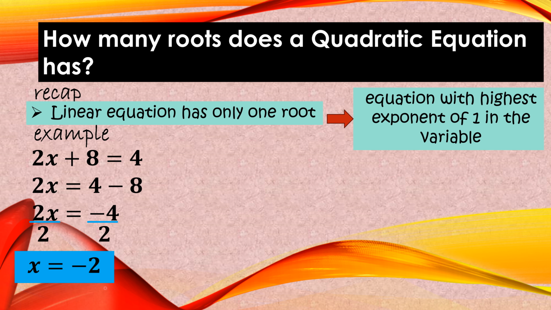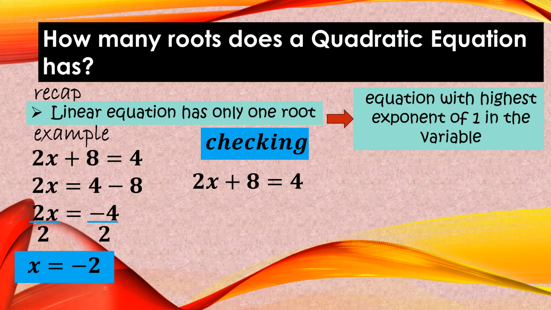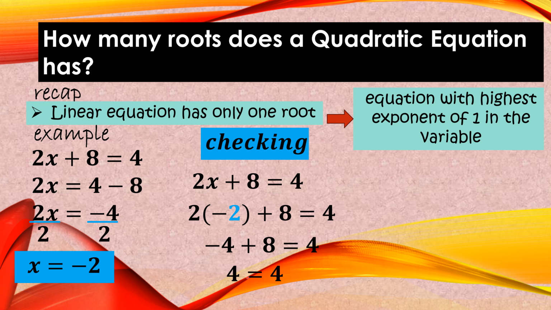Thus, we are going to do the checking. Checking means we will be copying the original equation, which is 2x plus 8 is equal to 4, and then substituting the value of x, which is negative 2. So instead of 2x, we'll be writing 2 times negative 2, plus 8 is equal to 4. Thus, 2 times negative 2 is equal to negative 4, plus 8 is equal to 4. Negative 4 plus 8 gives us 4, which is equal to 4 on the right side. So therefore, since they are found to be equal, our root, which is negative 2, is correct.